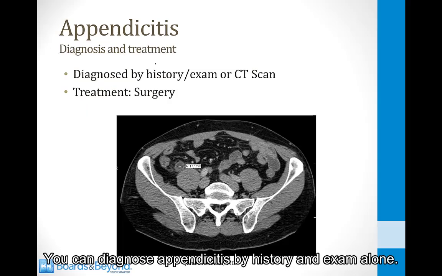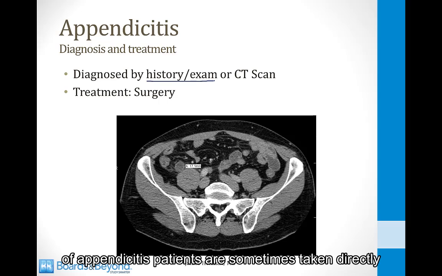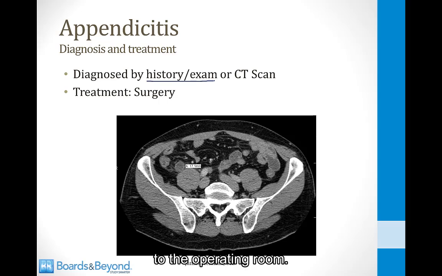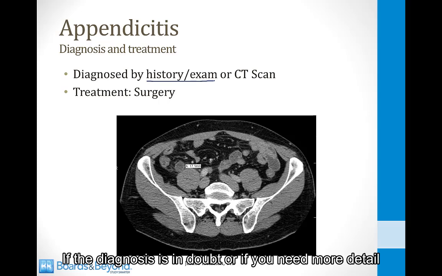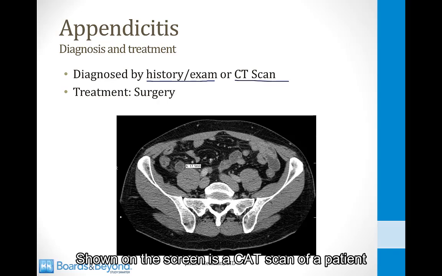You can diagnose appendicitis by history and exam alone. If the history and physical exam are strongly suggestive of appendicitis, patients are sometimes taken directly to the operating room. If the diagnosis is in doubt, or if you need more detail about the anatomy of the abdomen, you can perform a CT scan. Shown on the screen is a CAT scan of a patient with appendicitis.